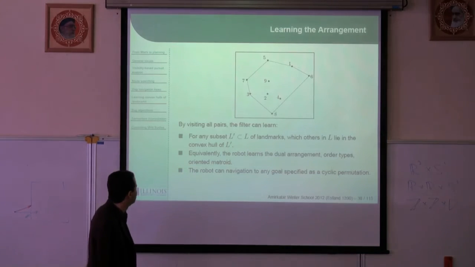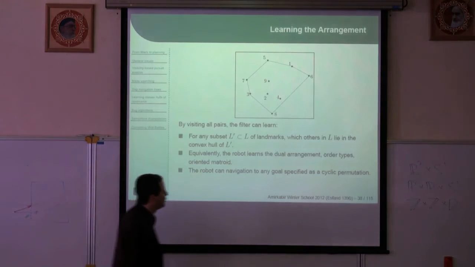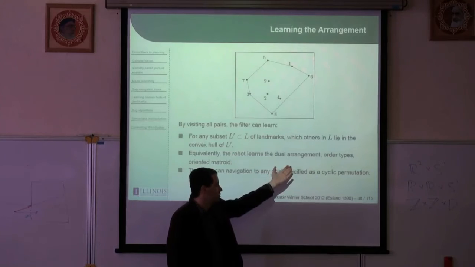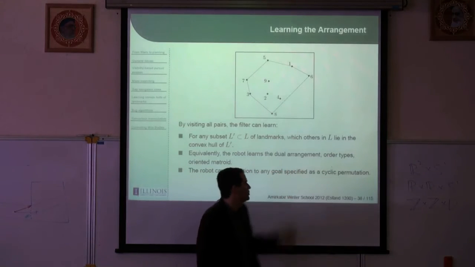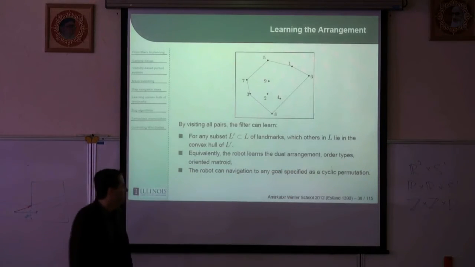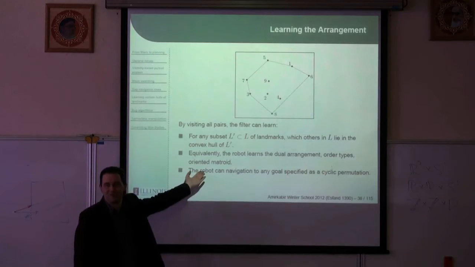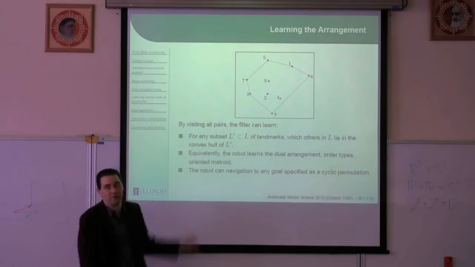So it's very nice. You can say that the robot learns this dual arrangement. This is also very closely related to order types. You can describe it nicely with that. If you like oriented matroids, it's all that same family of stuff that's in here.